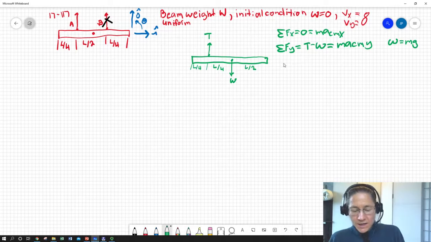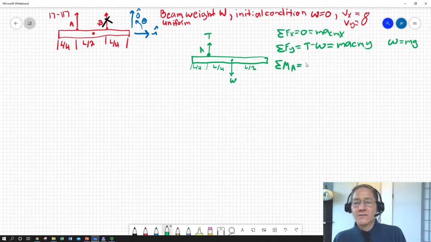And now we can take a look at moments. The easiest place to look at moments, again, is where we have an unknown force, where it's common to statics in that case. So we're going to take a look at the sum of the moments about point A, and with our sign convention that's going to end up being negative L over 4 times W. And that's going to equal the moment of inertia of the beam about point A times alpha.